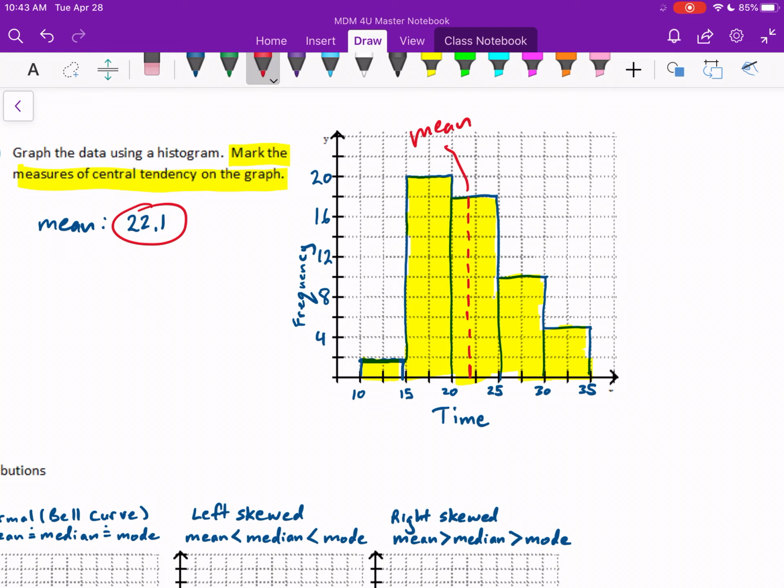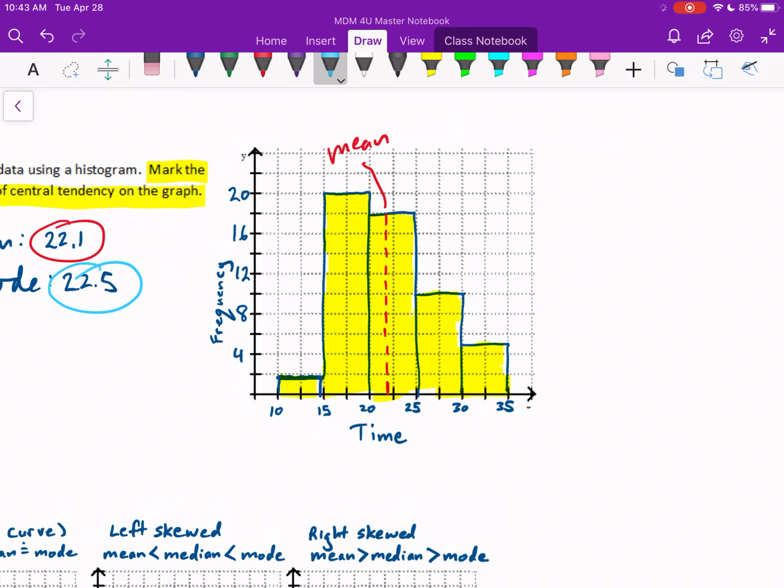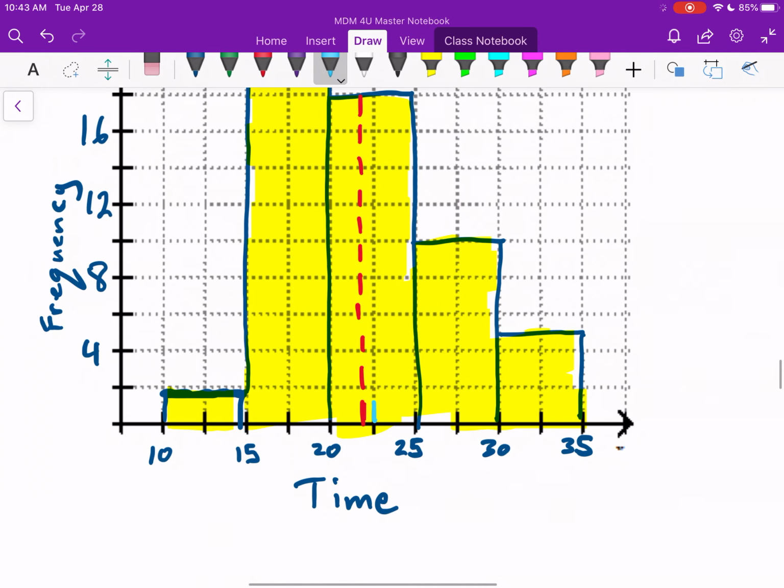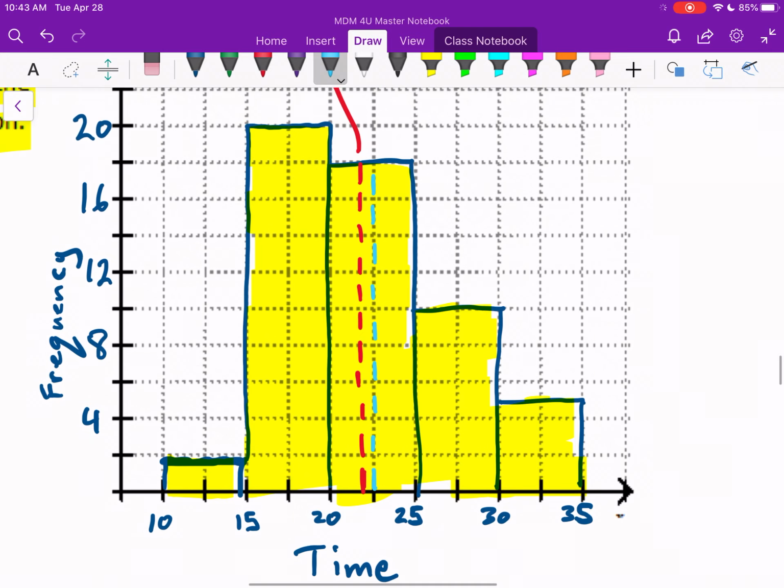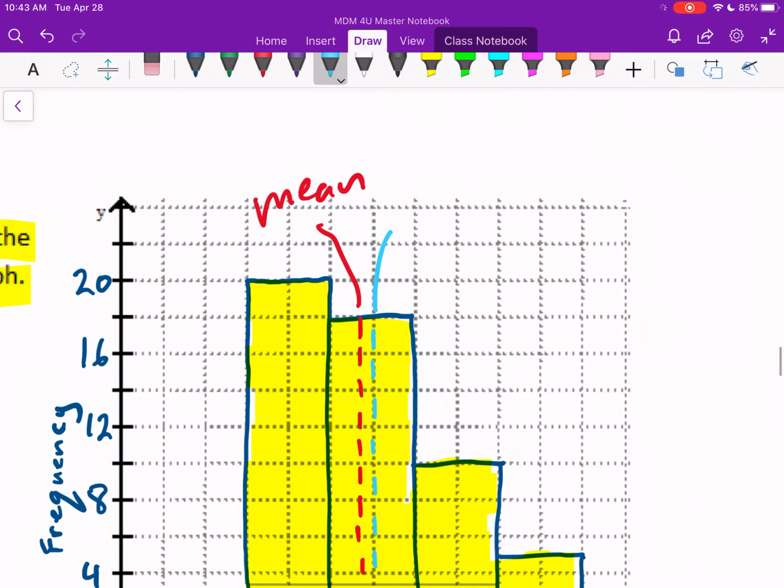And then my median was 22.5. I'll do that one in baby blue. All right, well, 22.5, if I mark that on this graph, is right on this dotted line. So it's slightly to the right of the mean.